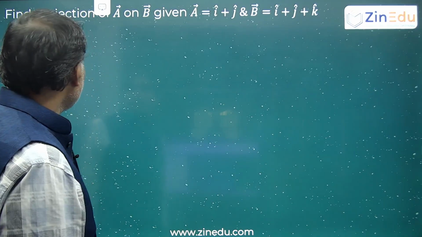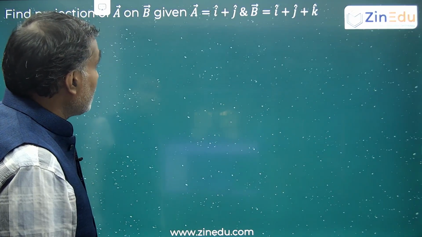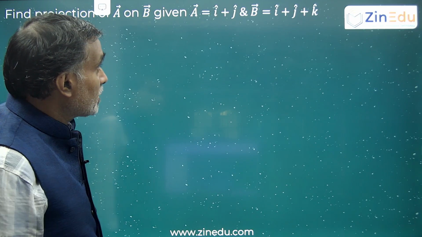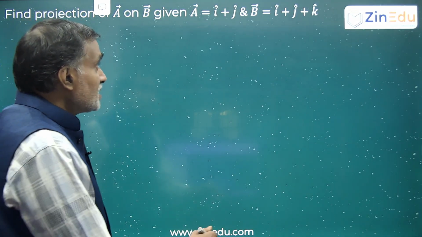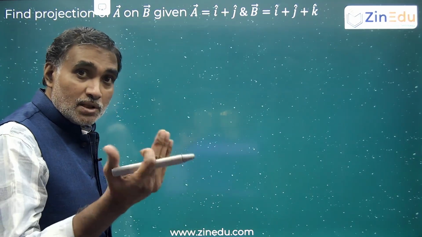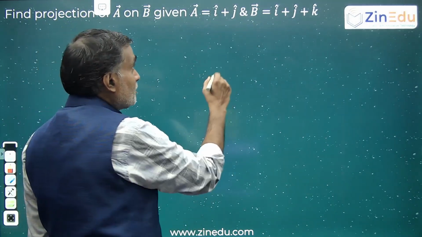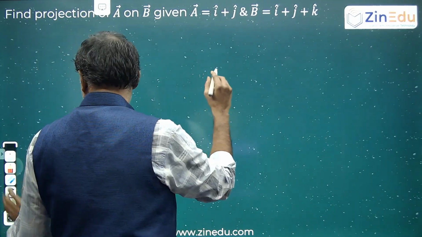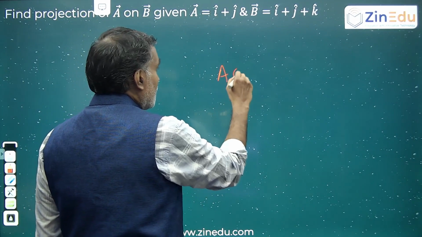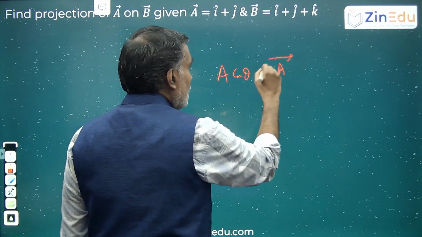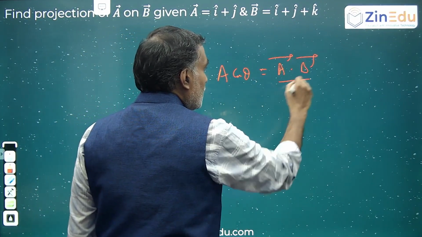Now this question, find the projection of A bar on B bar given A bar equal to i bar plus j bar and B bar equal to i bar plus j bar plus k bar. So what is projection of one vector onto other vector? What is projection of A bar on B bar? It is A cos theta. This is nothing but A bar dot B bar by mod B bar.